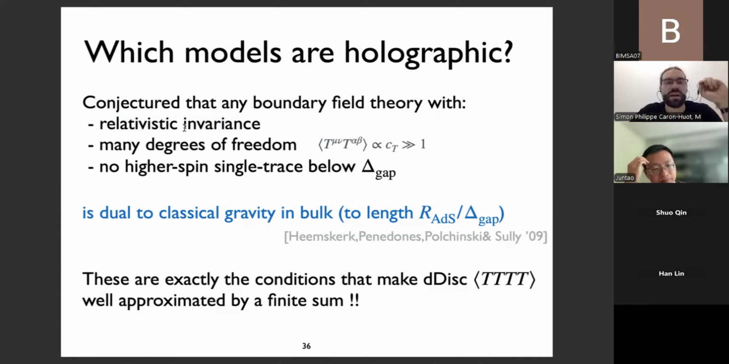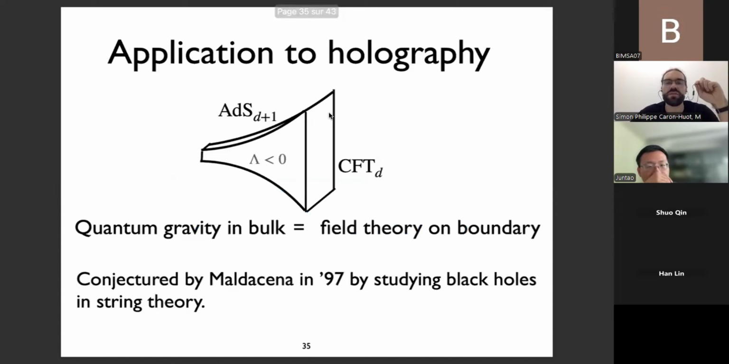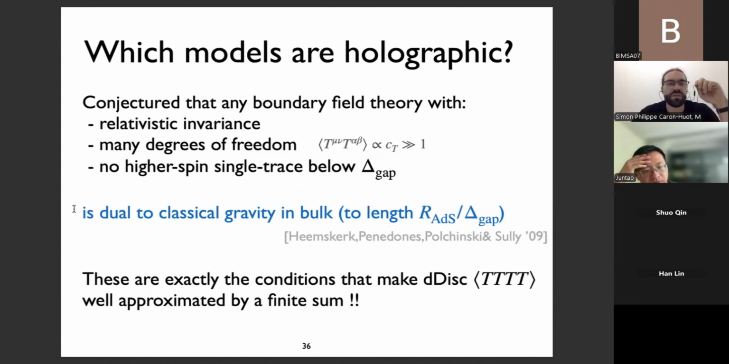And you need the theory with a large number of degrees of freedom. So basically, the 3D Ising model fails this criterion, because the 2-point function of T is order 1. And you also need this spin gap. A weakly coupled theory typically fails this latter criterion, but a strongly coupled theory can pass it. Normally what happens in the SCFT is that the theory on the boundary is strongly coupled when the one in the bulk is weakly coupled. So normally it's a weak-strong duality. These conditions are relatively long to spell out. However, it turns out that they're exactly the conditions that make this commutator squared simple to calculate.